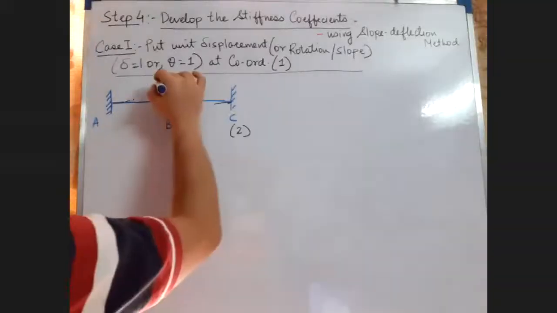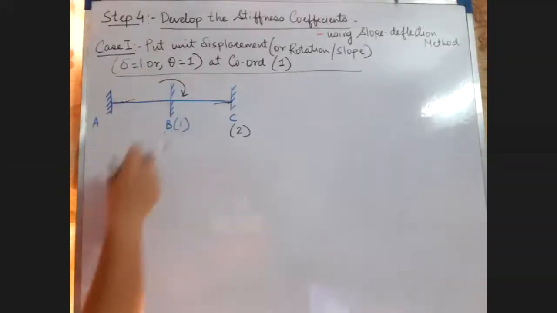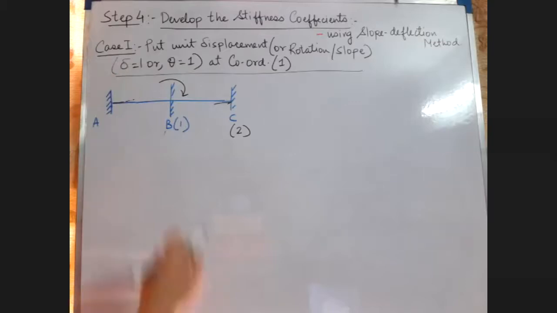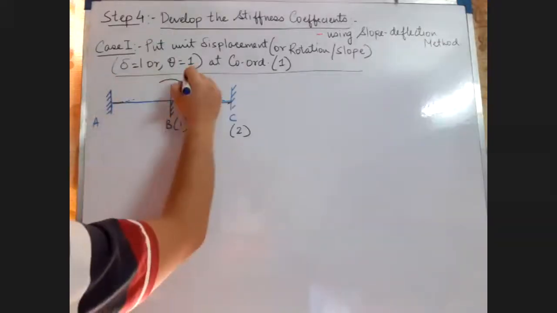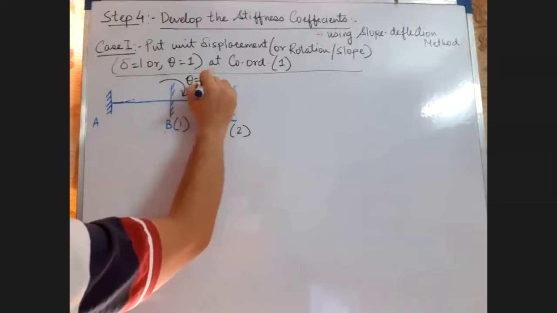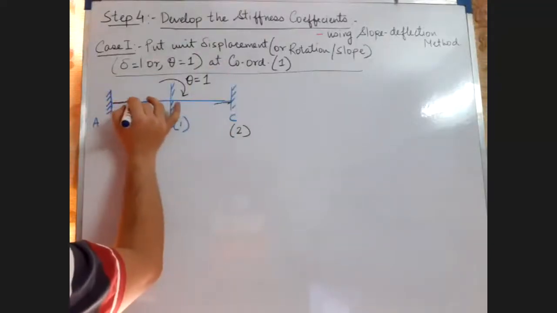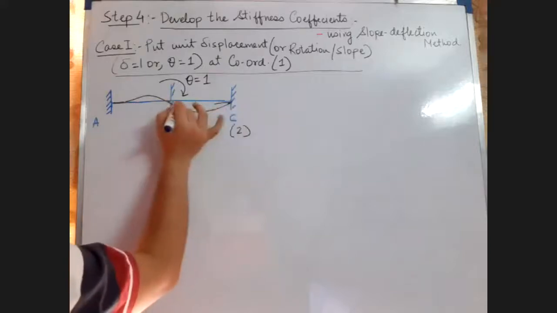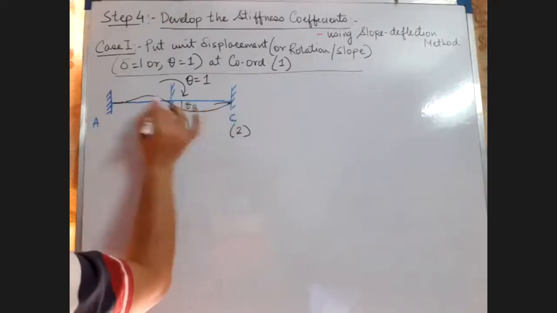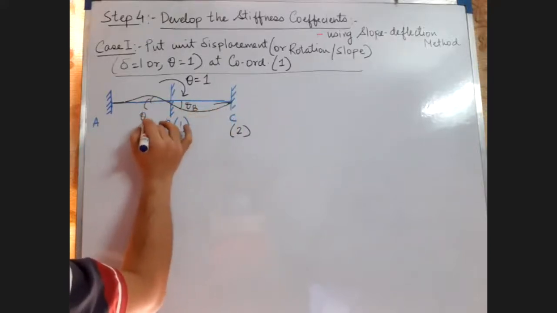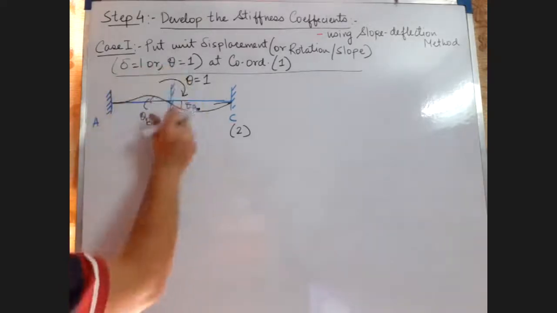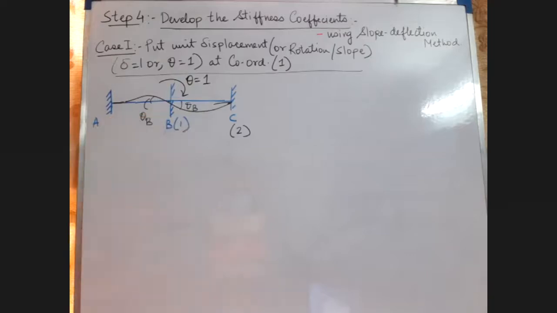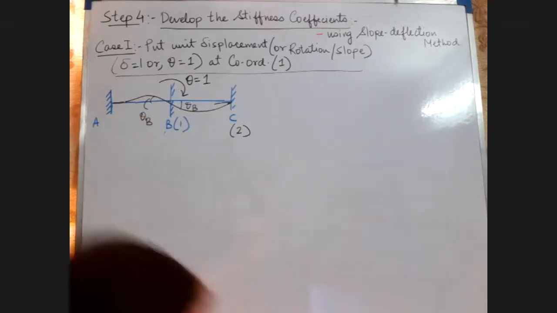So at this end, I will put a unit rotation. Displacement, I told you, can be vertical deflection or it can be rotation. So here slope theta I am taking as 1. Here I will have theta B. So I am putting unit rotation at this point B. Okay, please listen. I am putting the unit rotation at this point B.